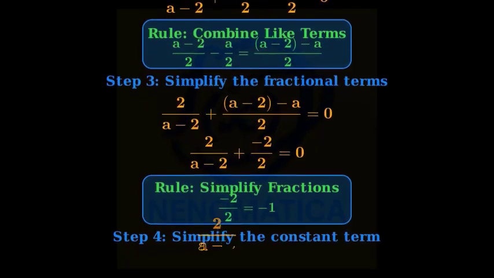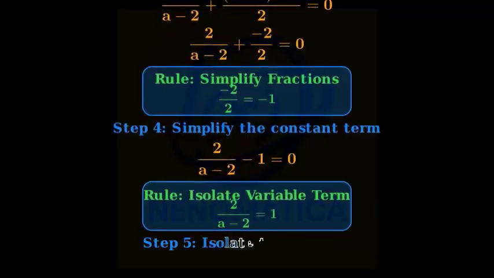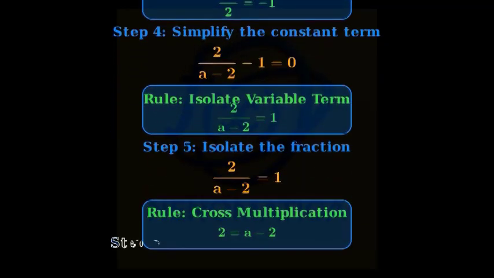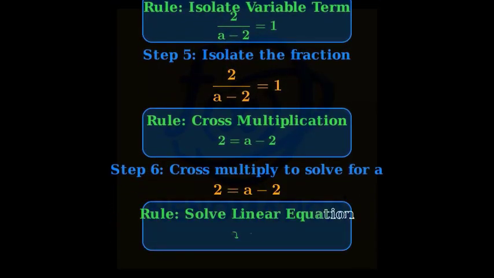Negative 2 over 2 equals negative 1. Step 5. Isolate the fraction by adding 1 to both sides. Step 6. Cross multiplication gives 2 equals a minus 2. Step 7. Add 2 to both sides to get a equals 4.